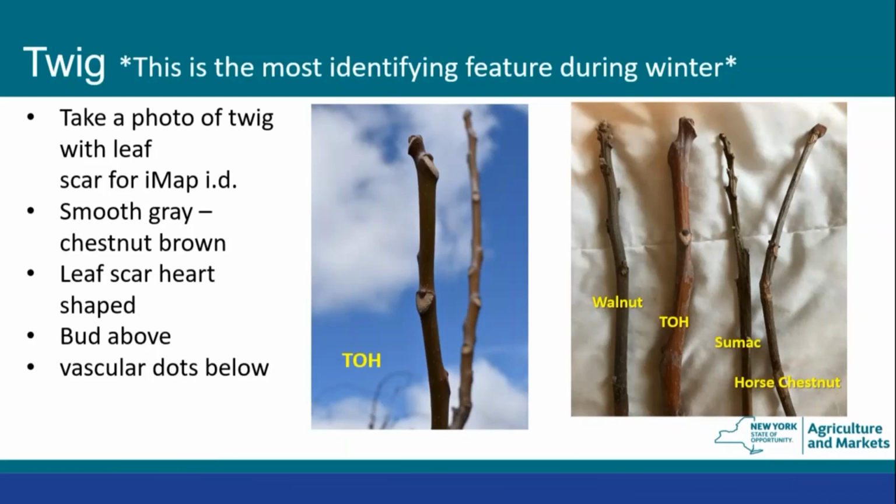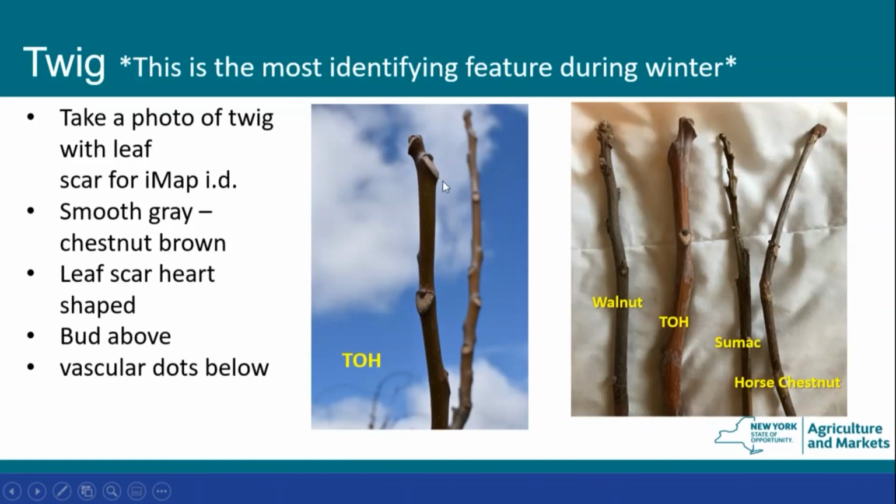It's smooth gray, kind of a chestnut brown in color typically. The leaf scar, which you can see underneath that bud, is somewhat heart-shaped with the bud in the center of the heart. And the bud is always above, not below. And it has little vascular dots, which you really can't see, but they ring around the edge of the heart shape.